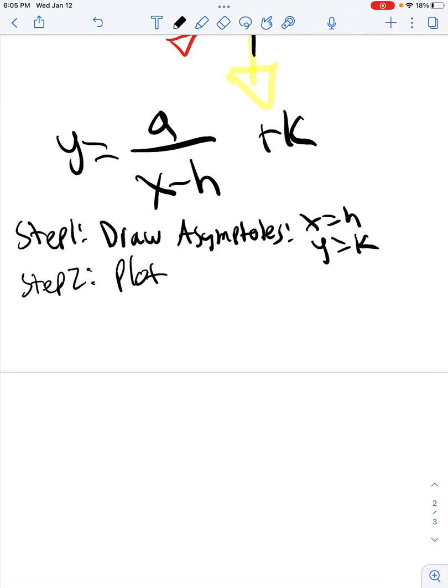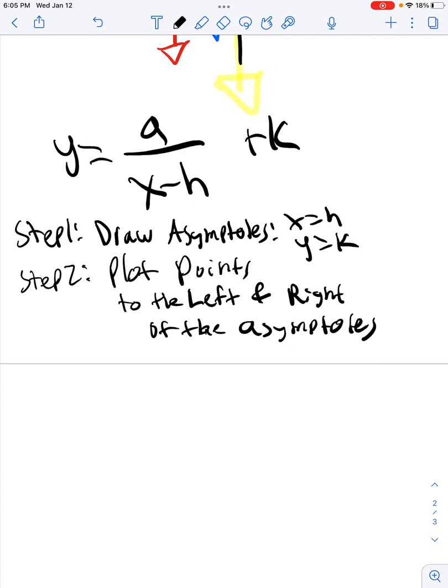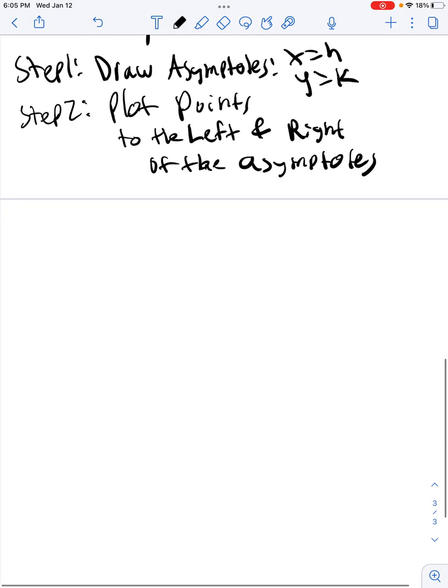And then draw the two branches of the hyperbola so that they plot the points to the left and right. So then step 2 is plot your points to the left and right of the asymptotes. And then you can draw your lines to finish it off. So let's do an example.